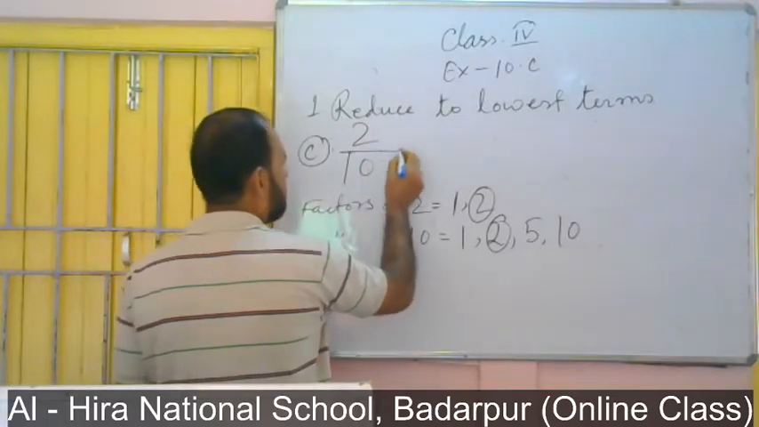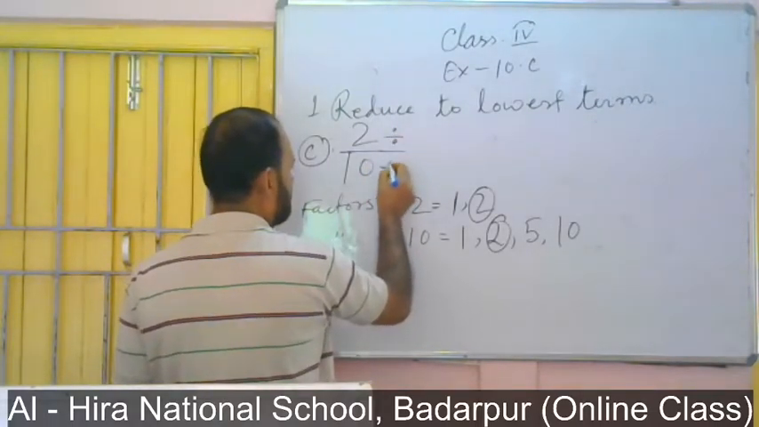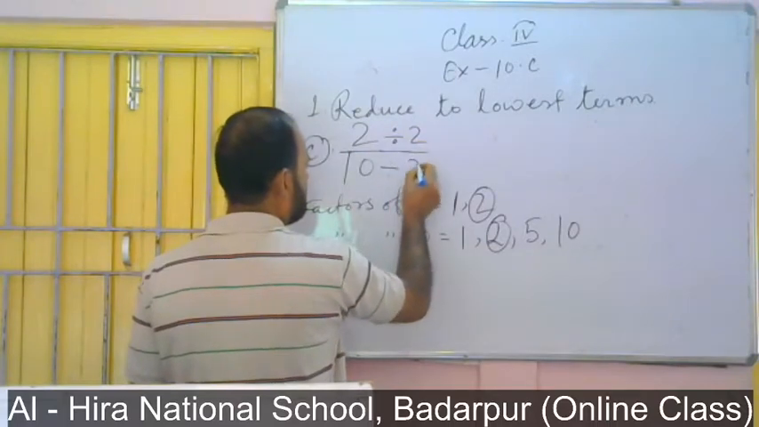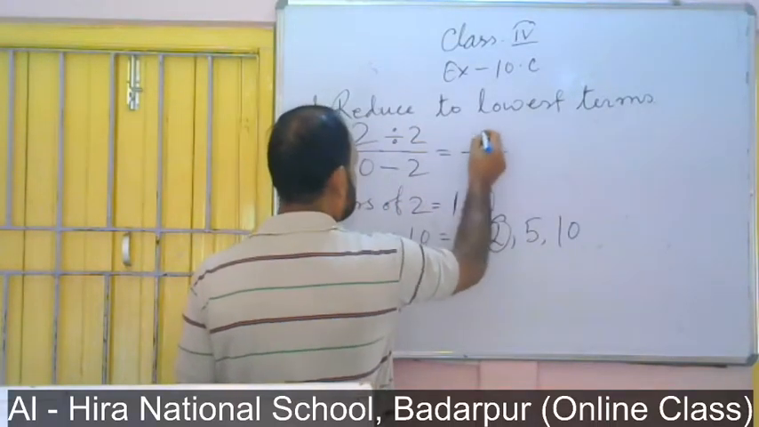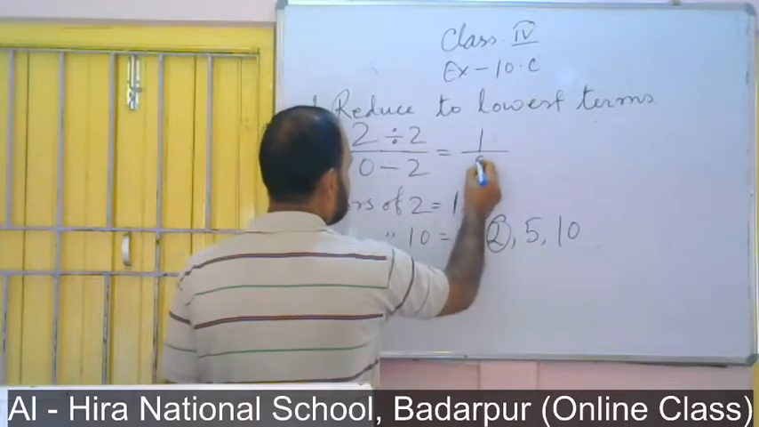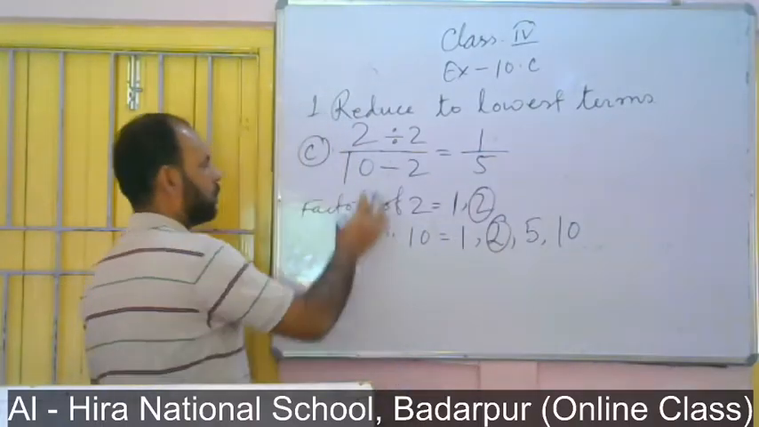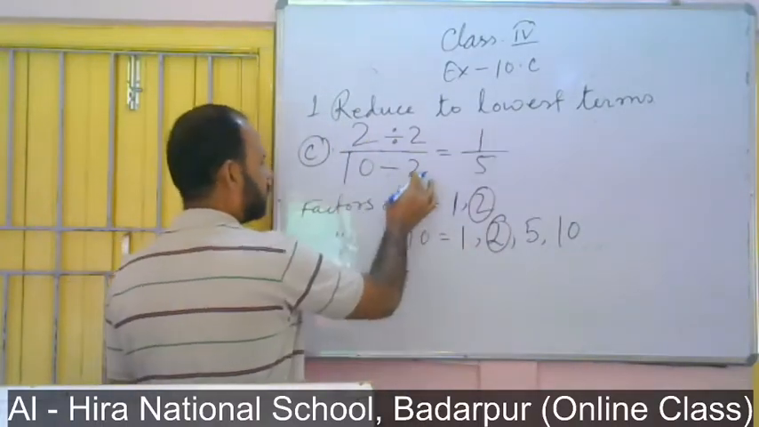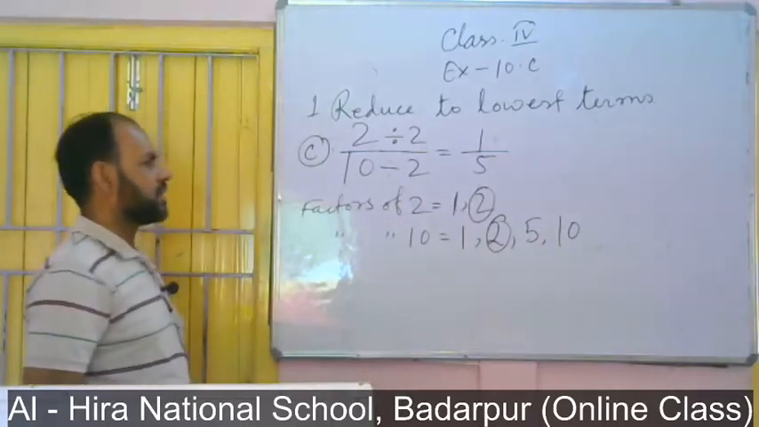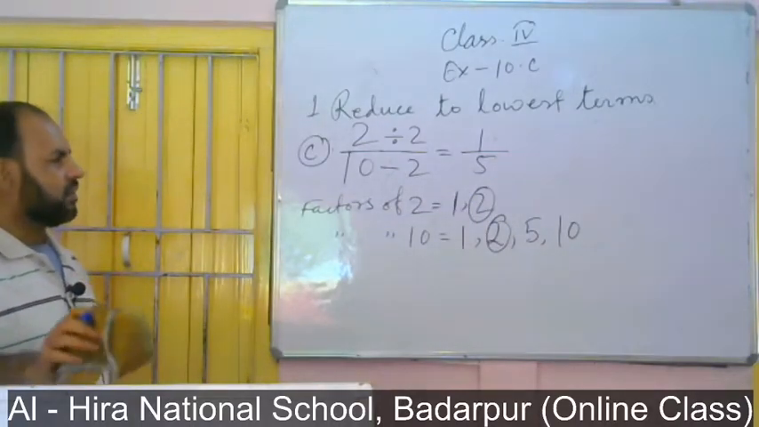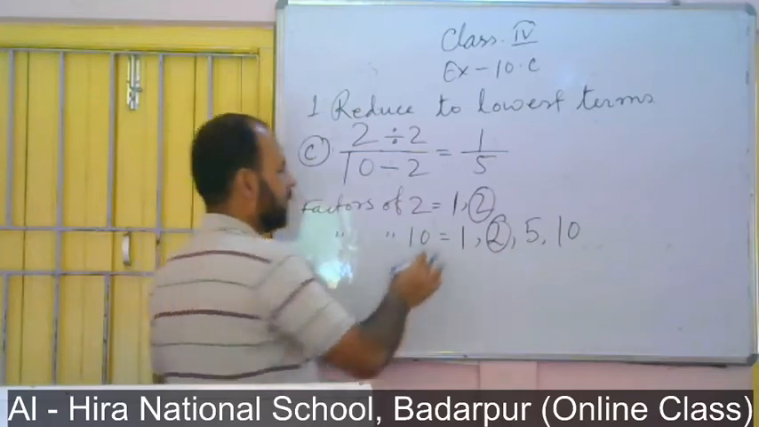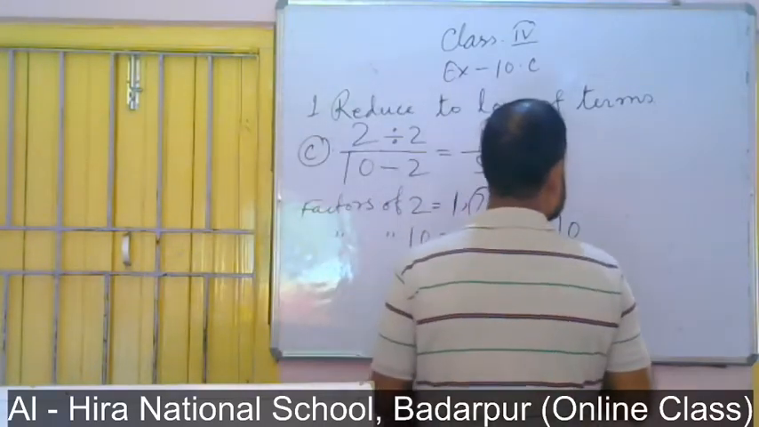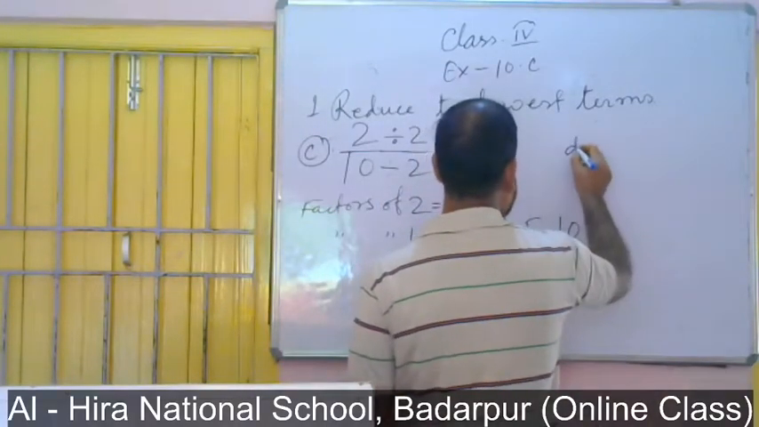So now the common factor is 2, only 2 is the common factor, so we can divide by 2. 2 divided by 2 is 1, and 10 divided by 2 is 5. So the answer is 1 by 5. Lowest term is 1 by 5. Next, question number D.